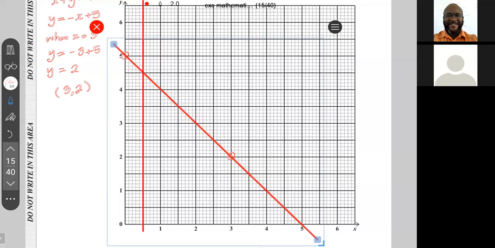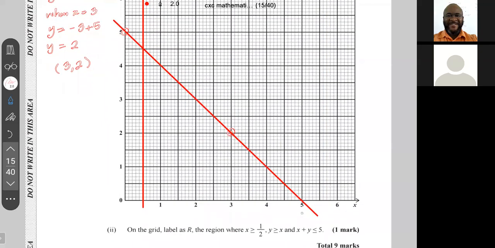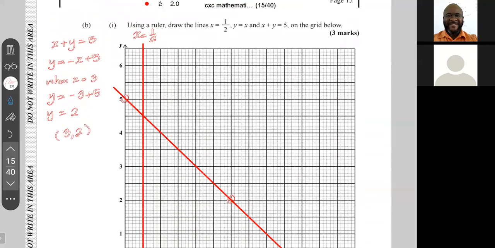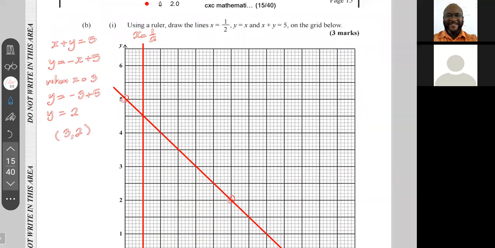So this is the second line, and this is the line x plus y is equal to 5. Notice whenever I draw my lines, I always label them. Next, we need to draw the line. We drew those two lines. This is the third line that it asks us to draw, which is y is equal to x.